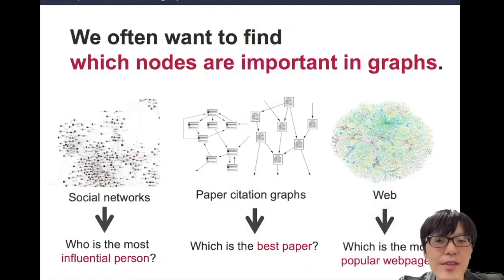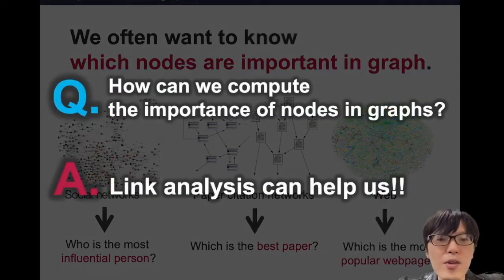When we have graph data, we often want to find which nodes are important in graphs. For example, in social networks, we want to know who is the most influential person. In the case of the paper citation networks, we want to know the best paper in this graph. In the case of the web, we want to find popular web pages. Here, the point is how we can compute the importance of nodes in graphs. For this question, the link analysis can help us.